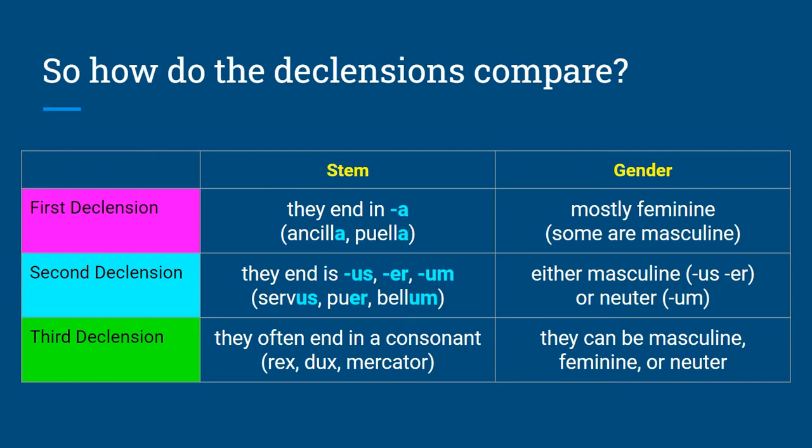So just to recap, nouns of the first declension end in A, like ancilla and puella, and they are mostly feminine, but some are masculine, and these tend to be professions. Nouns of the second declension end in US, er, or indeed just r, or um, like servus, puer, and bellum, and they tend to be either masculine, if they end in US, er, or r, or neuter if they end in um. Nouns of the third declension, as we said, have a wide variety of stems, but they often end in a consonant, like rex, dux, or mercator. And these nouns can be masculine, feminine, or neuter.